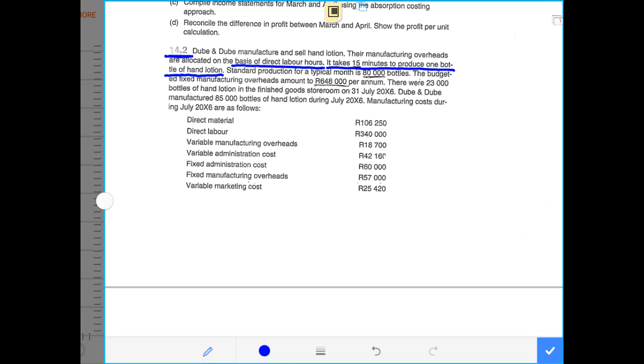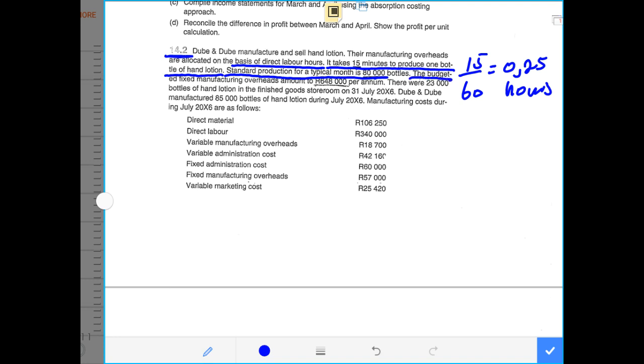So now if it's 15 minutes, we have to convert this into hours, where we say 15 minutes divided by 60 minutes in an hour, and this will give us 0.25 hours. So now that means it takes 0.25 hours to complete one bottle of hand lotion. It further says that standard production for a typical month is 80,000 bottles. So now that is the standard production that we'll use to calculate our predetermined overhead.